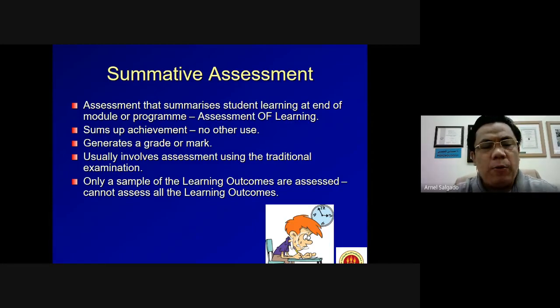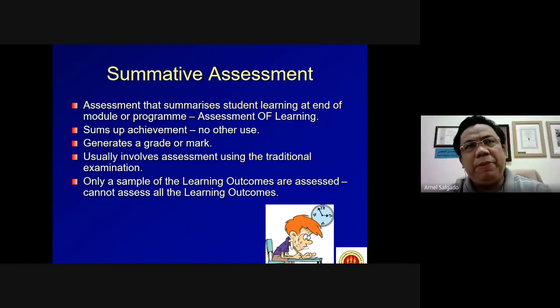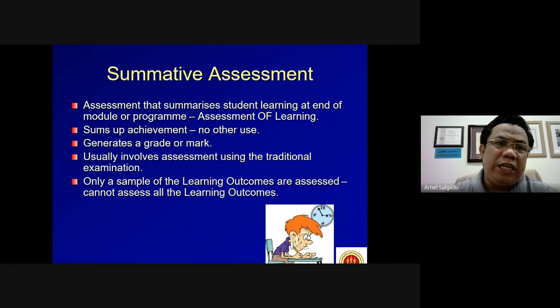Now, the coverage will be all, but we will not measure all the involved learning outcomes. Let's say you have 10 lectures or 10 subjects, and there are specific learning outcomes that are supposed to be tackled by the students. We cannot include everything from 1 to 5. Only a sample of the learning outcomes will be assessed at random, because we assume that during the formative assessment, students have already been evaluated on what they have learned so far for every topic.